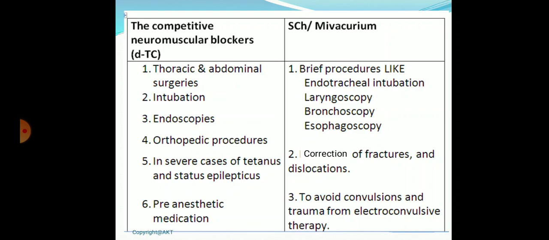While succinylcholine or mivacurium, why I mentioned mivacurium here, because it is a short-acting drug. Succinylcholine is also a short-acting drug. So they are mainly used for brief procedures, or procedures which are short-lasting, like endotracheal intubation, laryngoscopy, bronchoscopy, esophagoscopy, etc. Also for correction of fracture and dislocation, and to avoid convulsions or trauma associated with electroconvulsive therapy.